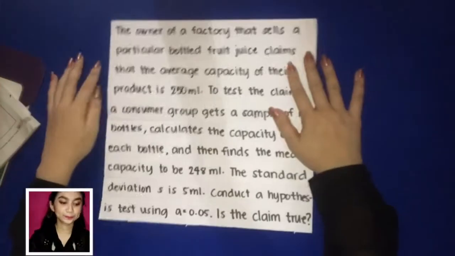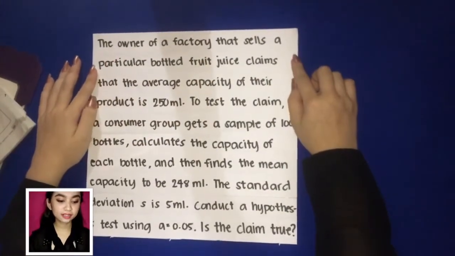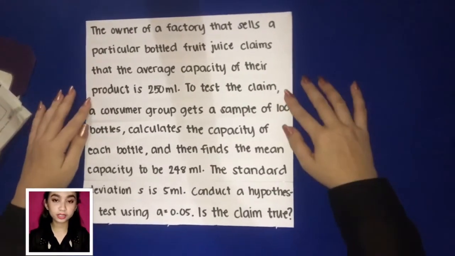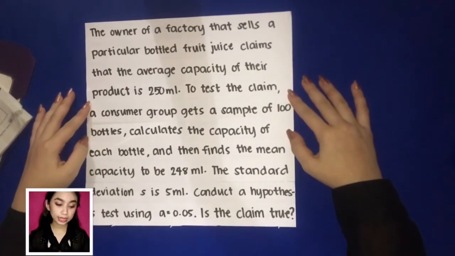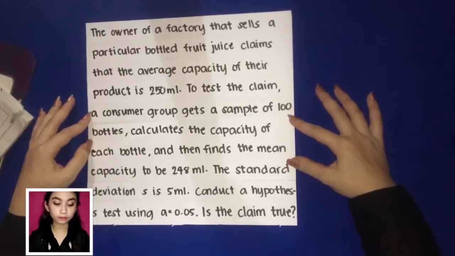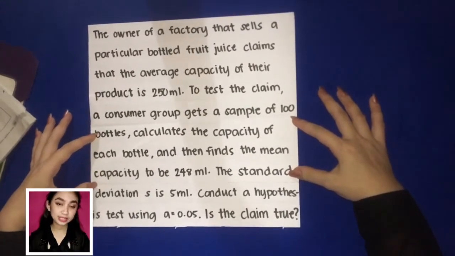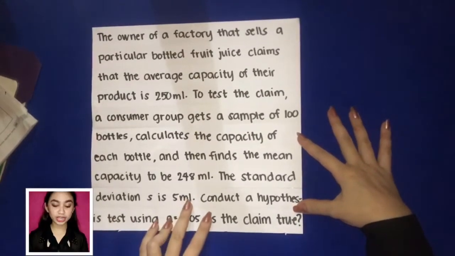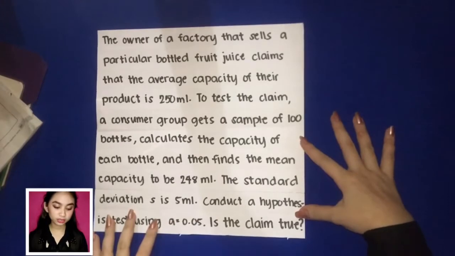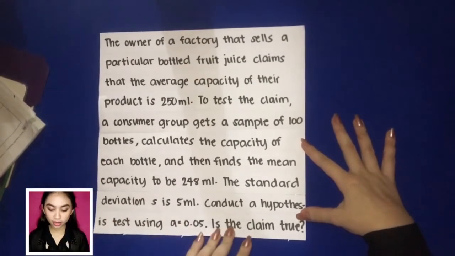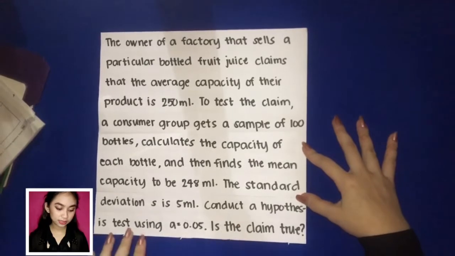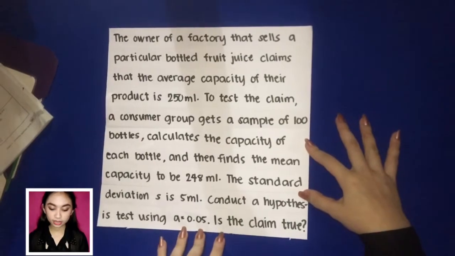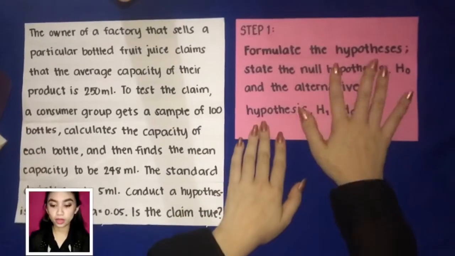Our second problem: the owner of a factory that sells a particular bottled fruit juice claims that the average capacity of their product is 250 ml. To test the claim, a consumer group gets a sample of 100 bottles, calculates the capacity of each bottle, and then finds the mean capacity to be 248 ml. The standard deviation, S, is 5 ml, and we conduct a hypothesis test using A equals 0.05. Is the claim true?